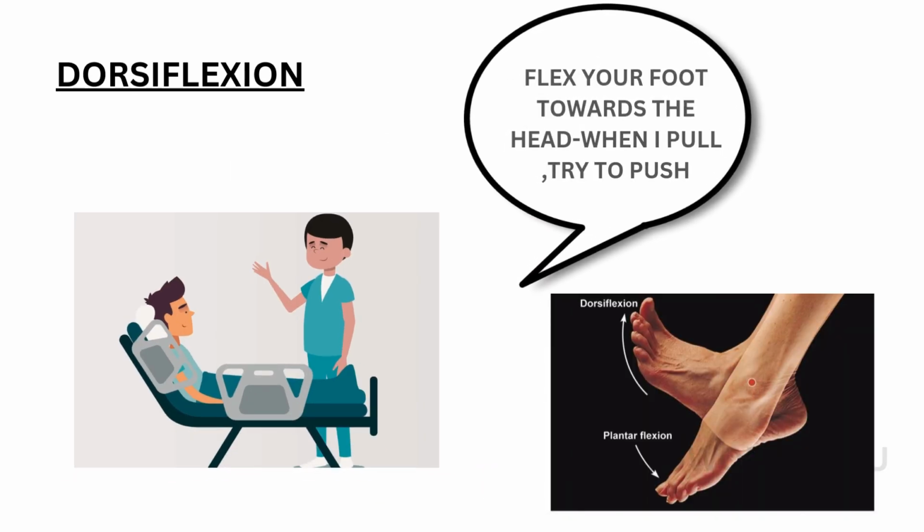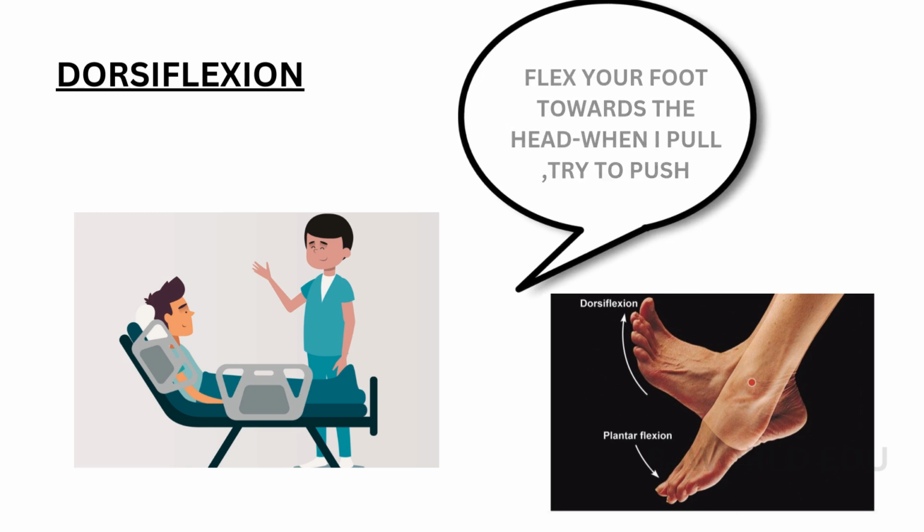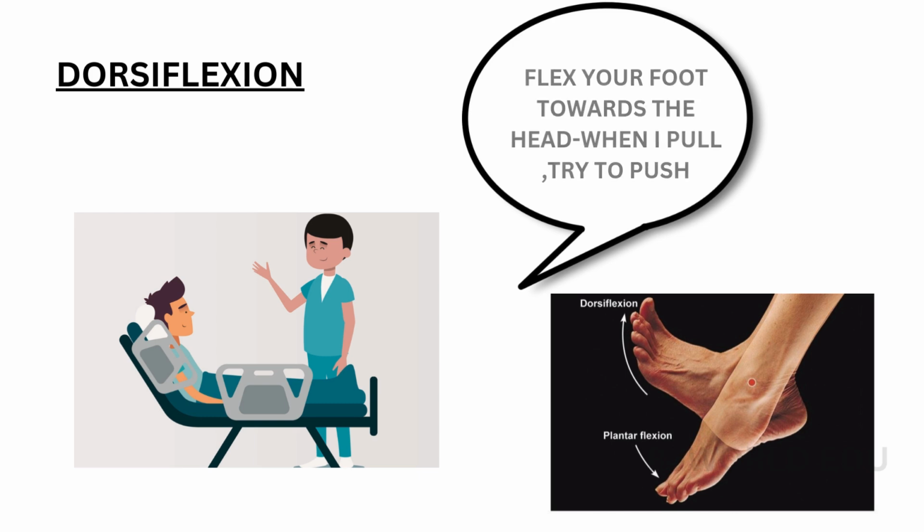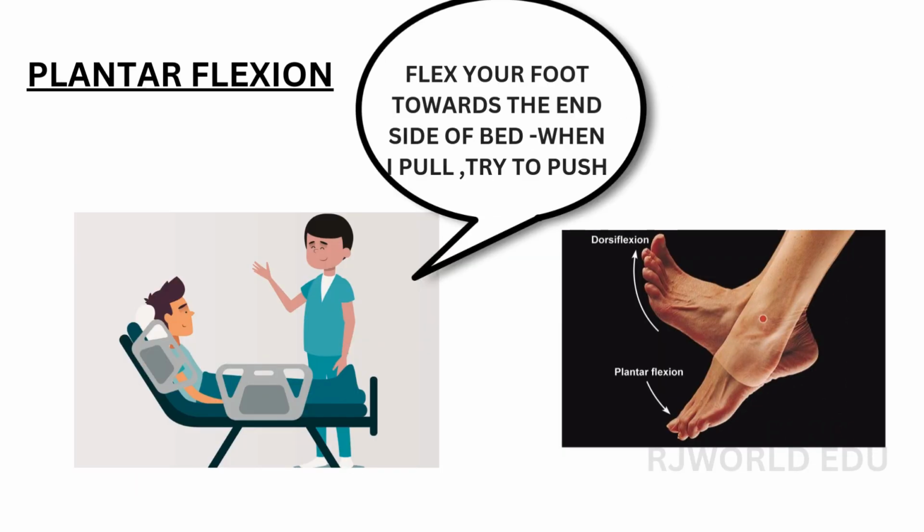Dorsiflexion is the movement that occurs at the ankle where the foot is lifted upwards. This is the opposite of plantar flexion, which occurs when pointing the foot downwards. Plantar flexion describes the extension of the ankle so that the foot points down and away from the leg.